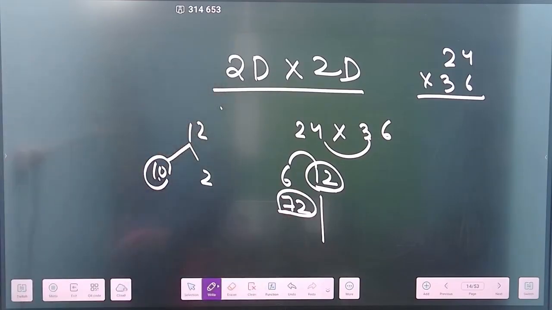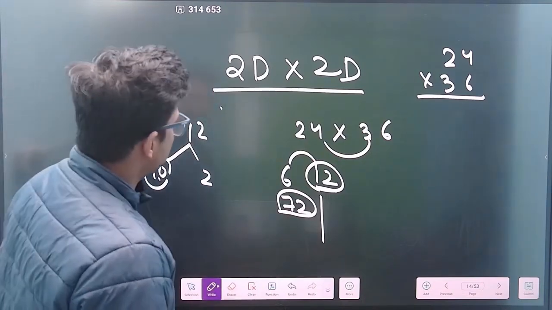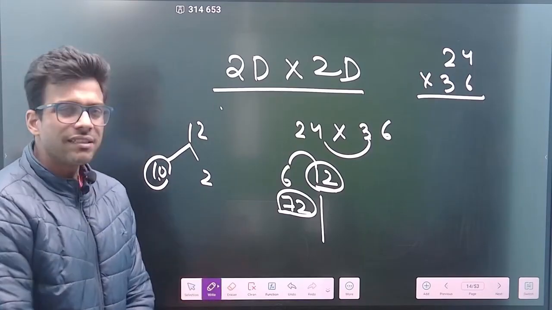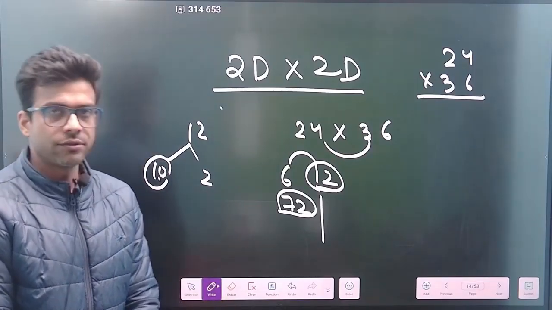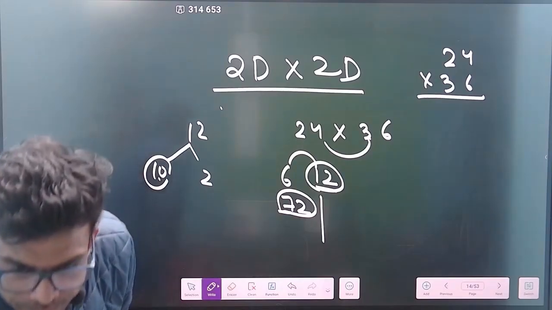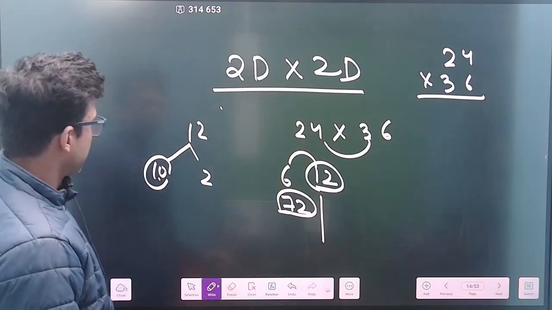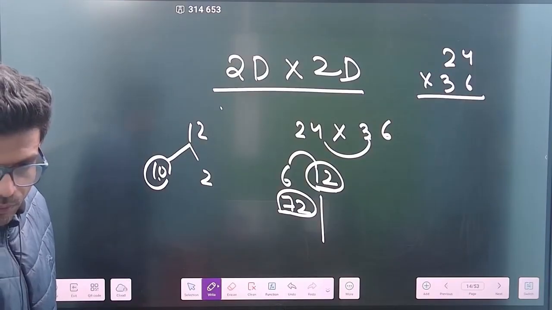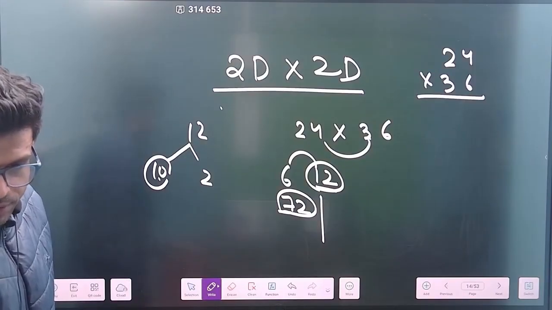Is this another method? Yeah, you can say this is another method. There are a lot of methods, Sangeeta, but these are the methods which you can apply in daily life. So I'm giving you that. Is it fine? Fine. Can I proceed?